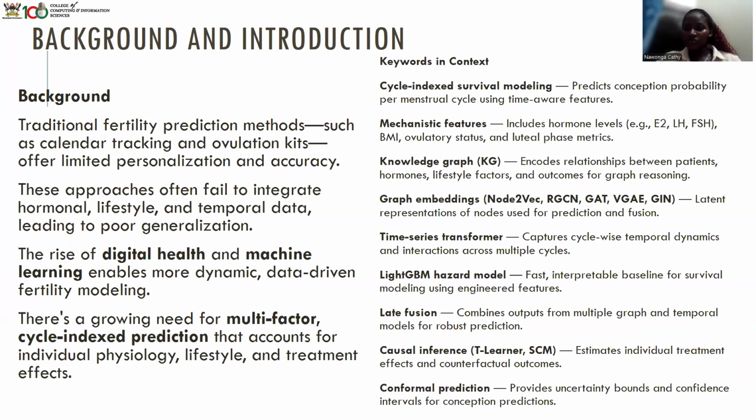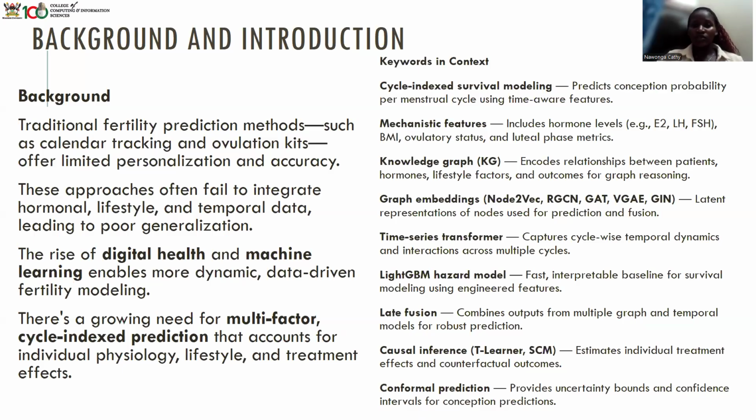Traditional fertility tools like calendar and ovulation kits lack personalization and accuracy. They don't fully capture the complexity of hormonal, lifestyle, and temporal factors. With the rise of digital health and machine learning, we now have the opportunity to build more dynamic, data-driven models. Our project aims to fill this gap by integrating multiple data types and modeling conception probability per cycle.